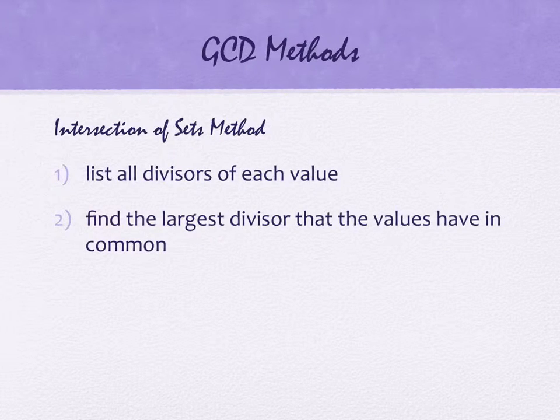All right, there are several methods for finding a greatest common divisor. The first one we're going to look at is called the intersection of sets method. This method lists all the divisors of each value. So this is not a prime or composite issue here. This is all divisors. We're listing all the ones that are prime and all the ones that are not, and then finding the largest divisor that the 2 lists, or 3 lists, have in common. This works pretty well if the numbers are small. If the numbers get very large, this ends up being a little bit cumbersome.